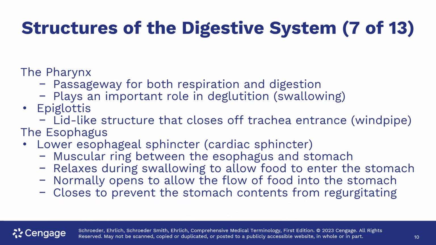The pharynx is the passageway to both the digestive and respiratory system. The epiglottis is like a lid that closes off the trachea. The esophagus is the tube that joins the mouth to the stomach. The distal end of the esophagus has a sphincter called the cardiac sphincter. It is between the esophagus and the stomach, relaxes when we swallow and allows food to go into the stomach. It also closes to prevent the contents from going back up into the esophagus.